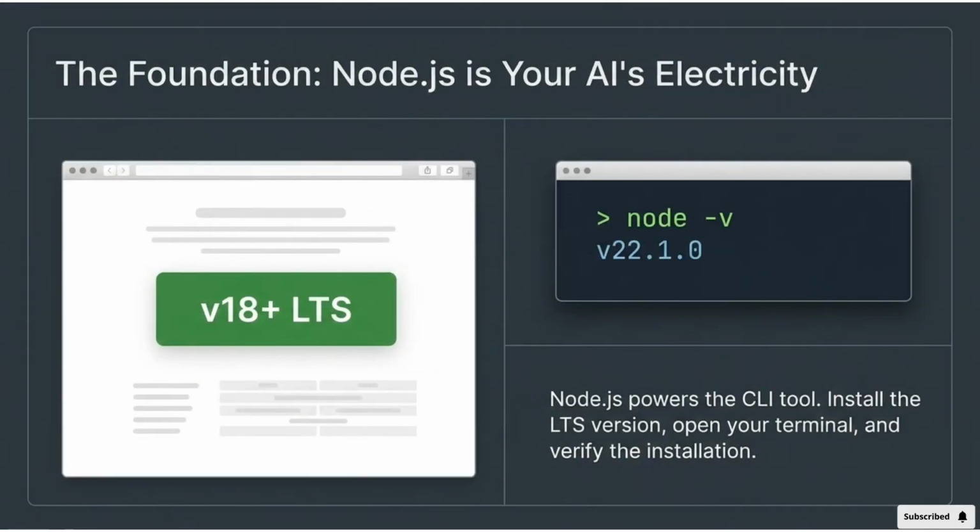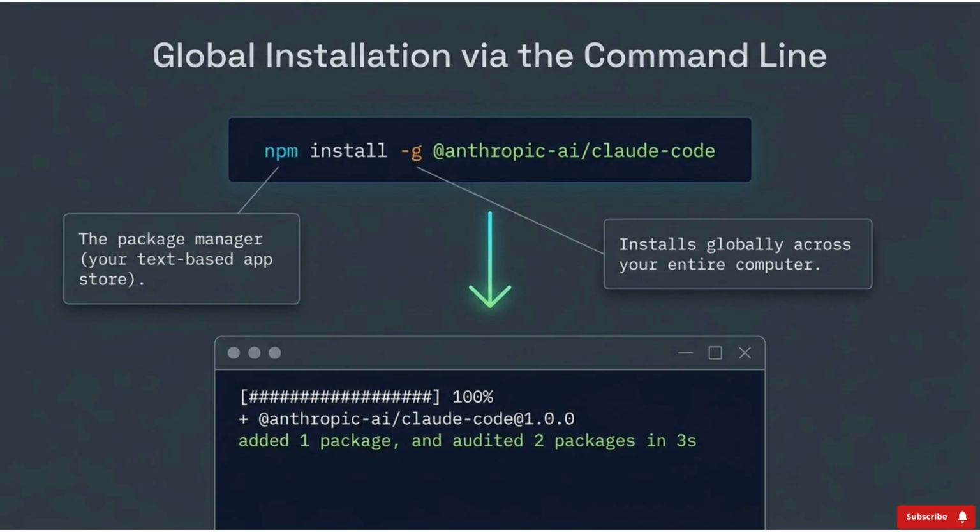The foundation for Claude Code is Node.js. Ensure you have the LTS version v18 or higher installed. Use the terminal to verify your installation. Install Claude Code globally via the command line using npm, the Node Package Manager. The -g flag installs it across your entire system, making it available everywhere.